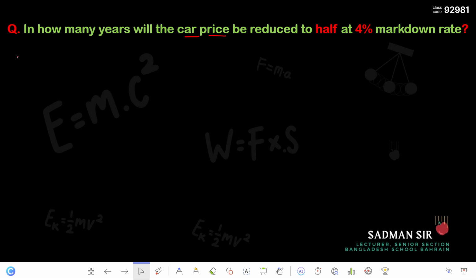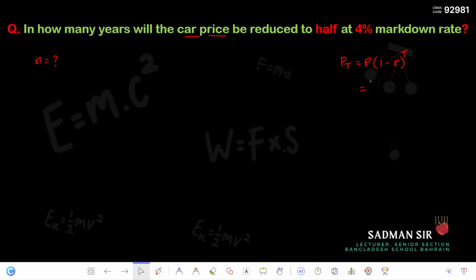Okay, now let us do the solution. In how many years? That means they are asking us to calculate n. And the car price will be reduced to half. Now for this reduction problem where the amount is getting reduced, what is the formula? The formula I will show you. It's quite similar to the compound interest formula. Just a little change, that is A has been replaced by Pt, and this is not plus anymore because the amount is not increasing, rather it is decreasing. That is why it is minus now.